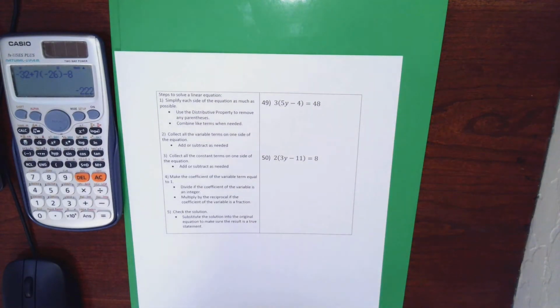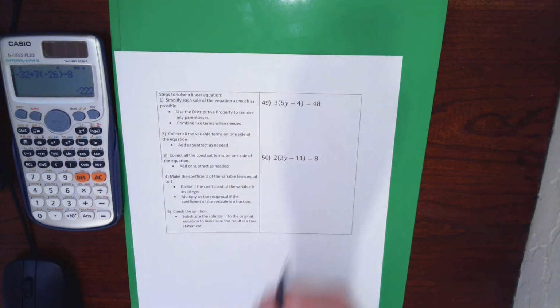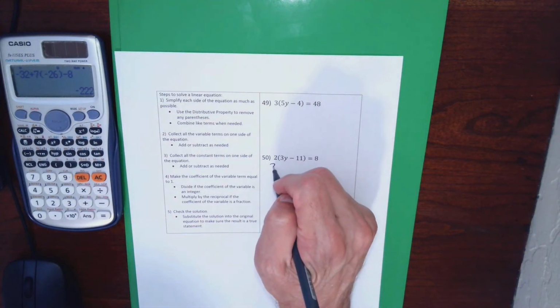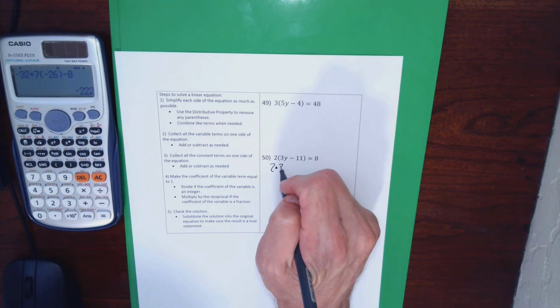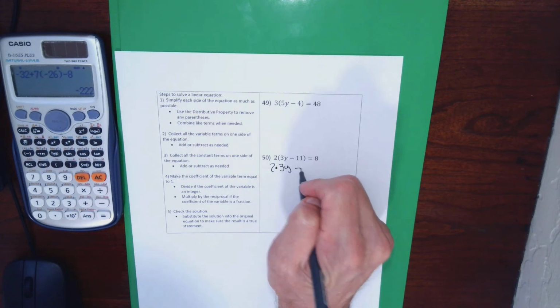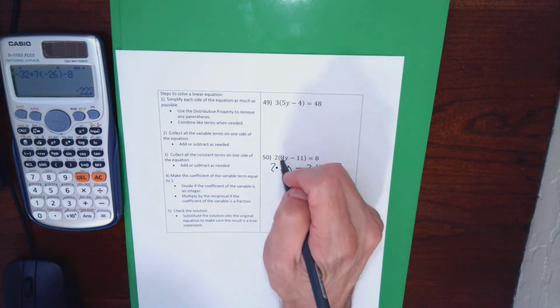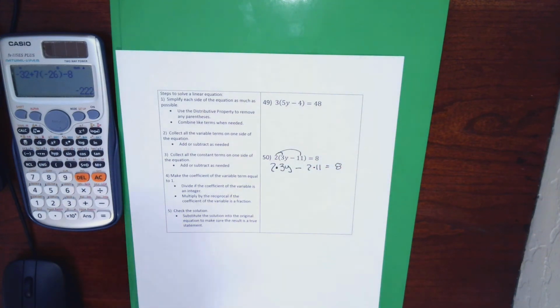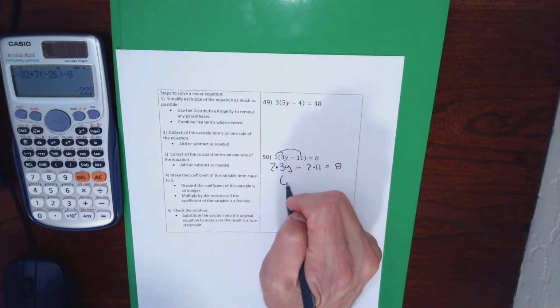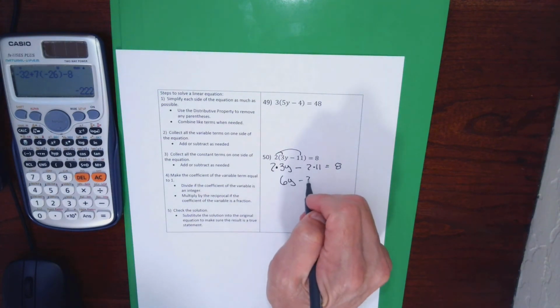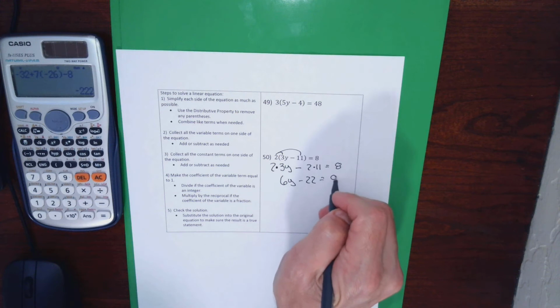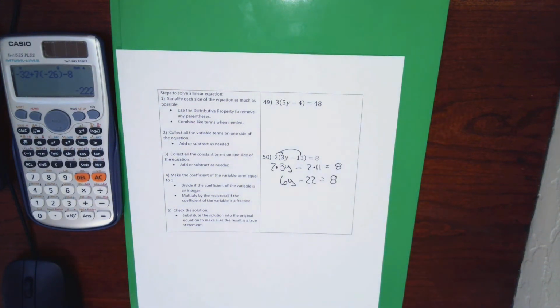Next two problems have parentheses. I can't solve a problem with the parentheses. I need to use the distributive property to clear my parentheses. So in 50, I'm going to use the distributive property to clear the parentheses. I'm going to go 2 times 3y minus 2 times 11 equals 8. So distribute the 2 and multiply it through. This is going to give me 6y minus 22 equals 8. So I cleared the parentheses. And now it's just a simple two-step problem.